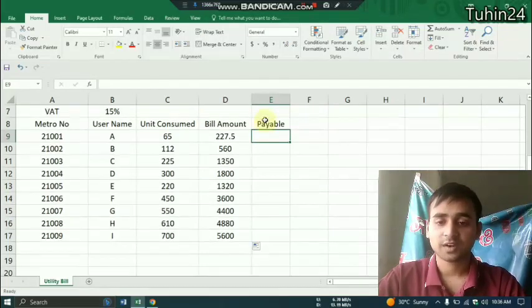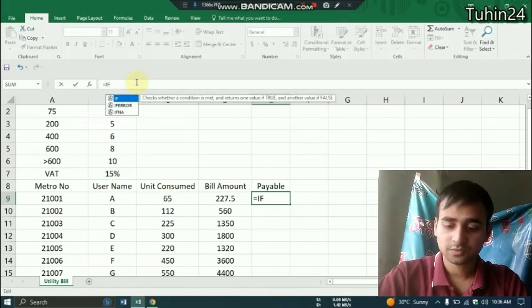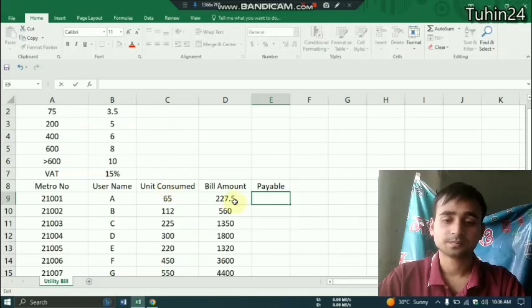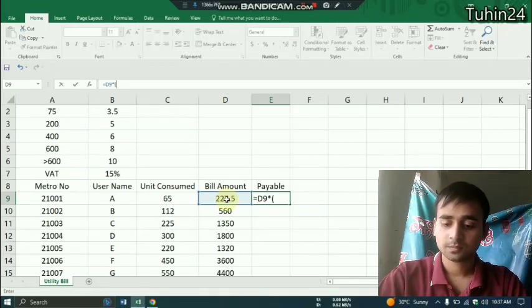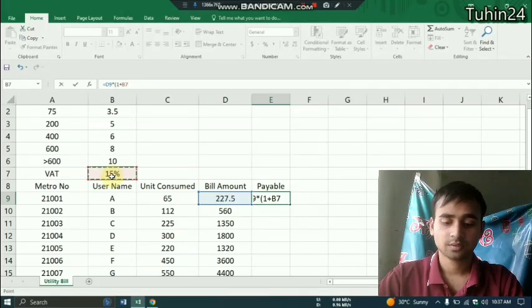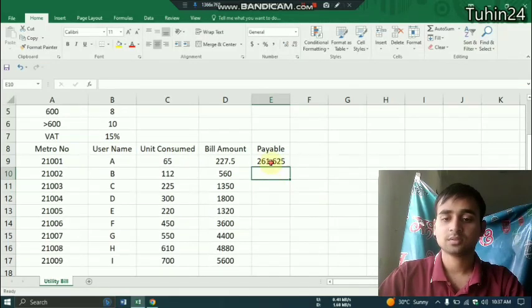And now we have to find the payable. So payable is to find, if not, where if it's only via the equal bill amount into, we can see here, plus the VAT, and close the bracket, and we will find it, and it is changeable.